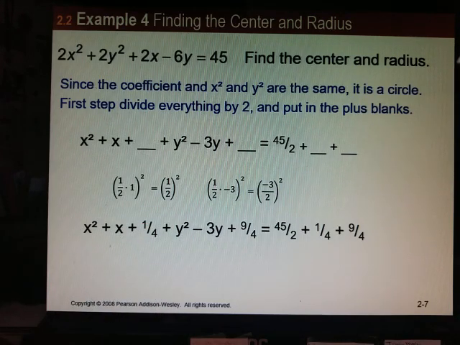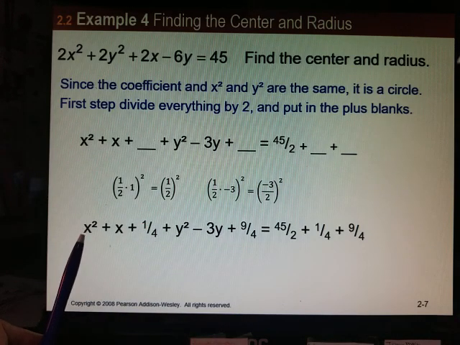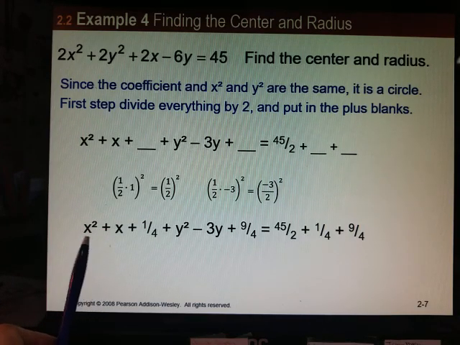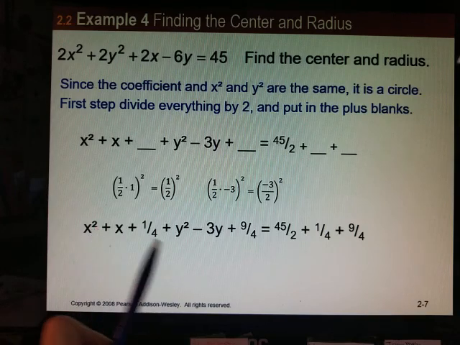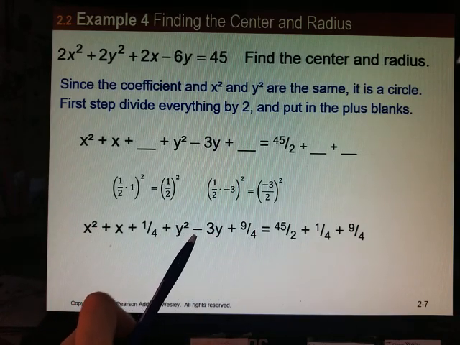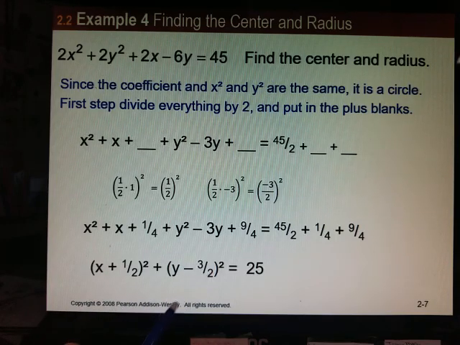Now, y'all, we need to factor this left side. So this will be x plus, because that's a plus sign, half of 1. So it's going to be x plus 1/2 in quantity squared. Over here, we're going to have the y, and again, half of the minus 3, so that would be a minus 3/2 quantity squared.